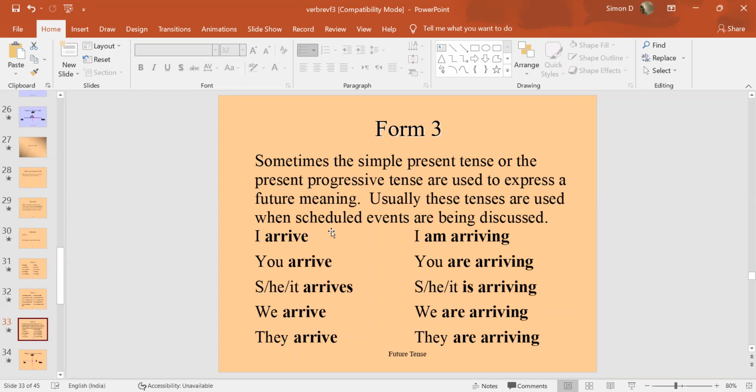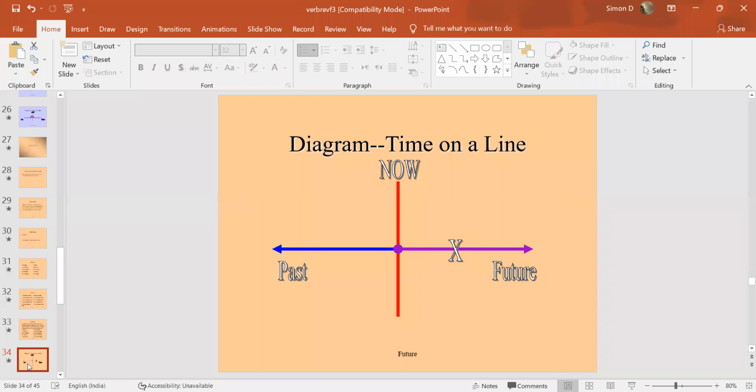Usually these tenses are used when scheduled events are being discussed. Basically a plane or a train is arriving at a certain time. So in these exceptions you have to remember, guys, and try to figure out that the meaning is not based on just because it's arrive or it uses an ing word that it is present continuous or simple present. You have to look at the meaning carefully and not get confused. These don't occur that frequently, so watch out for the context is what I wanted to say.